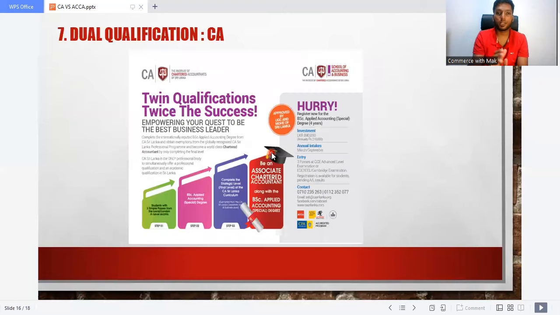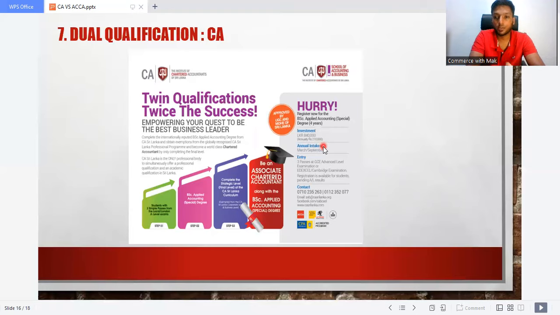So we move on to the next part, dual qualification. What can we do, CA plus another qualification, is what a student asked me. The Institute of Chartered Accountants of Sri Lanka has a very short direct route. You can see here, they are given. You can start at step 1, maybe pass your A level, and go on to a BSc Applied Accounting special degree. This is given by CA itself. They are charging, you can see the rate, 840,000, or annually around 210,000. So you will be studying this degree for almost 4 years.